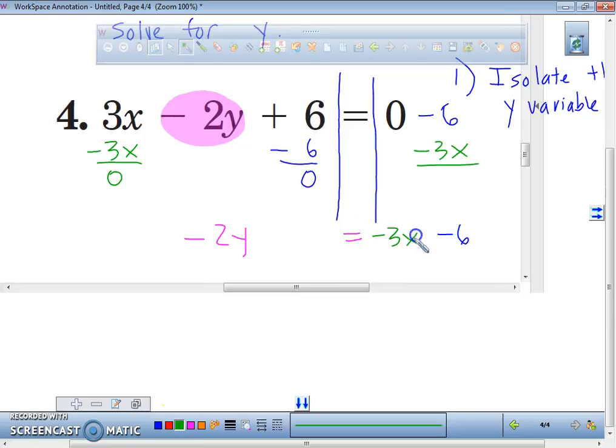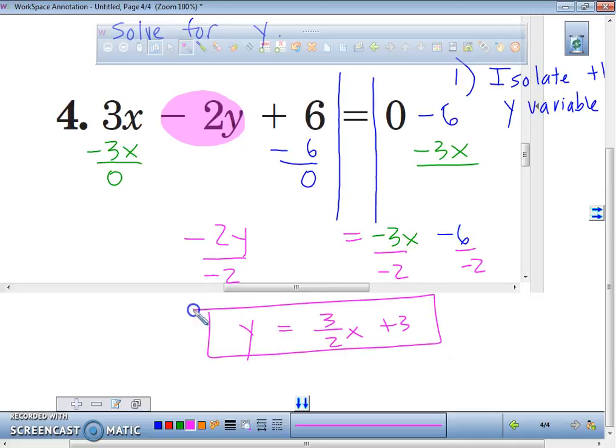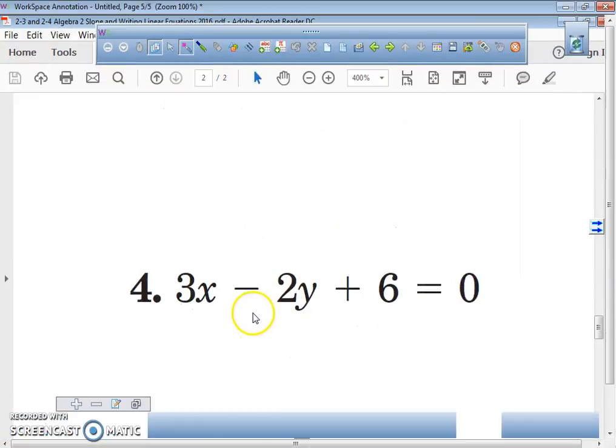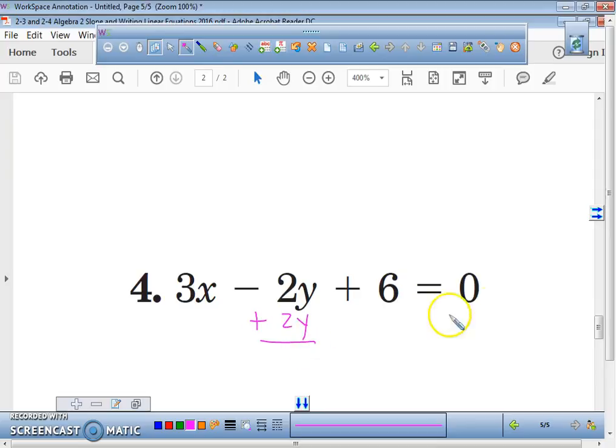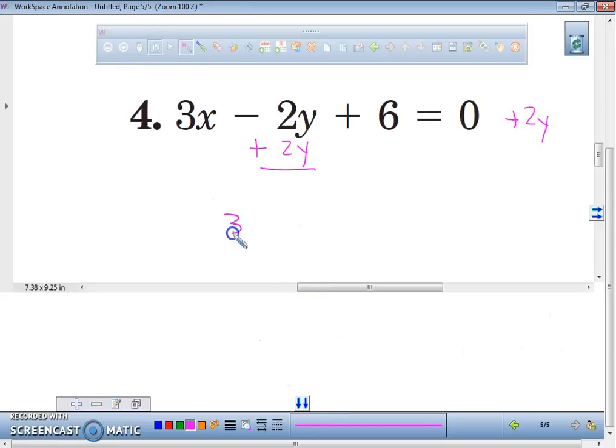Now, Austin made a suggestion. Instead of having negative 2y equals negative 3x minus 6, we would have to divide everything by a negative 2, and you would get y equals 3 over 2x plus 3. That would be your answer in slope-intercept form. Austin's suggestion was, wait a second, couldn't you just add the 2y to both sides? And I would say, yes, I totally agree. He'd be left with 3x plus 6 equals a positive 2y, but I'm going to rearrange it: 2y equals 3x plus 6.